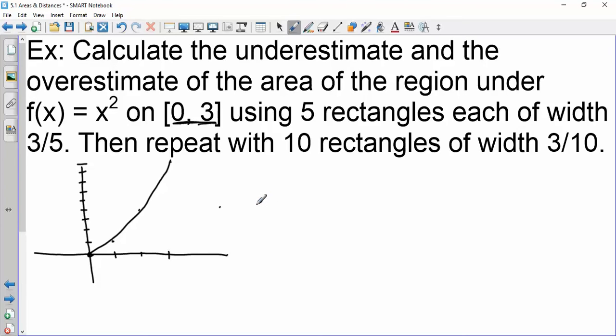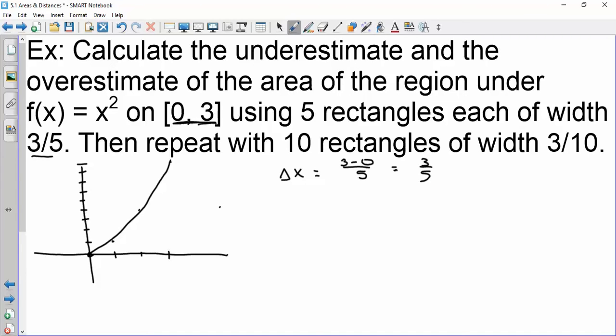So if I am going to break that into 5 rectangles, then one thing I'm going to have you do is find the change in x. I already gave it to you on this one, it's the 3/5, but it's basically your ending point minus your beginning point divided by the number of rectangles. It's the width of your interval divided by how many pieces you want. So this time, everything will have a width of 3/5.